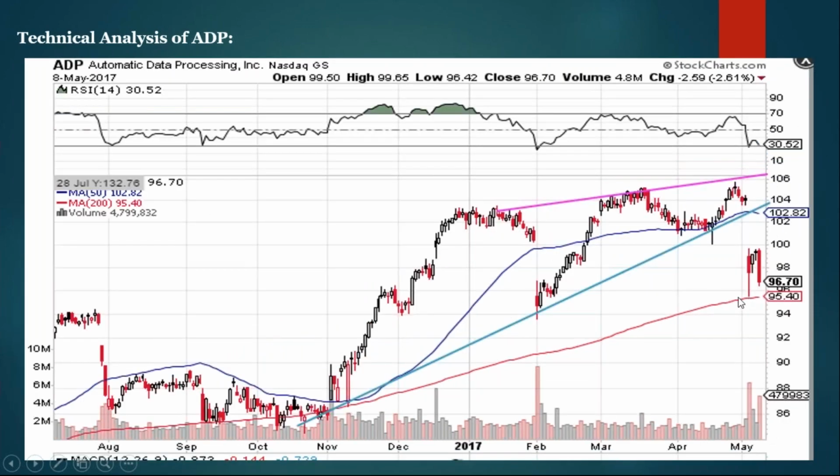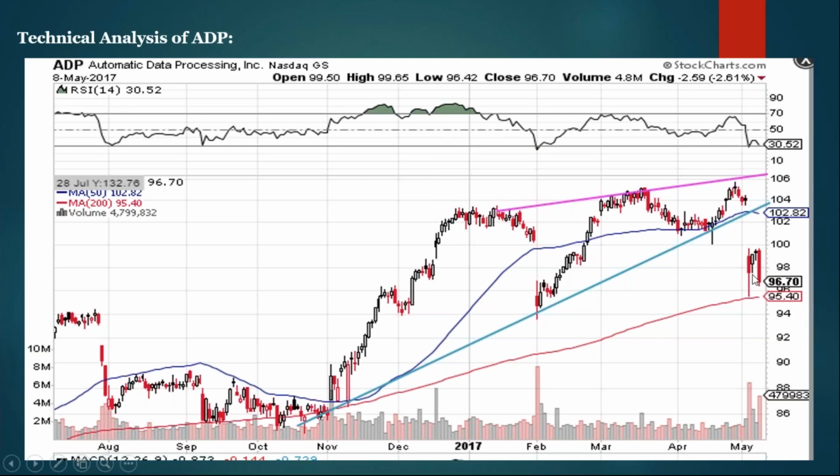Next is ADP. We traded puts on ADP and got out with a quick profit, and this is the logic. ADP gapped down, maybe it was earnings or something, but it gapped down on the 200 moving average. So you see IBM gapped down below 200, ADP gapped down on the 200-day moving average. So that's the difference, above and below, right?